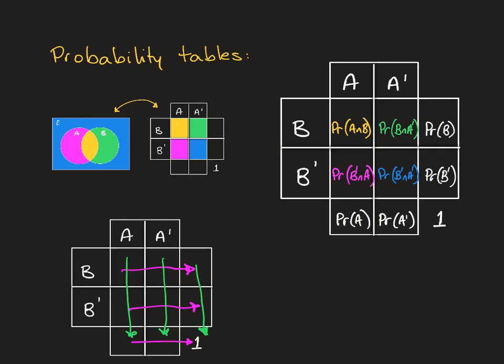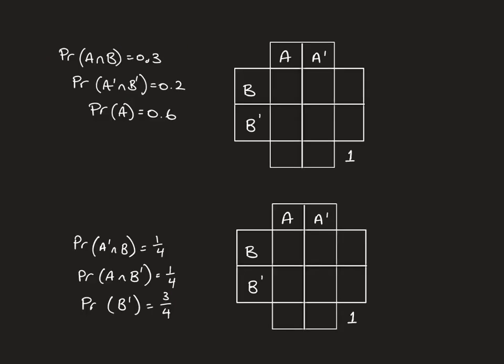And this allows us to find missing probabilities quite quickly. Let's have a look. So we're going to have a go at two different probability tables, and these are the pieces of information that were given for the first one. So probability of A intersect B is 0.3, so that goes in here. Probability of A naught intersect B naught, so B naught intersect A naught, so that goes in here. And probability of A is 0.6, so that goes in here.